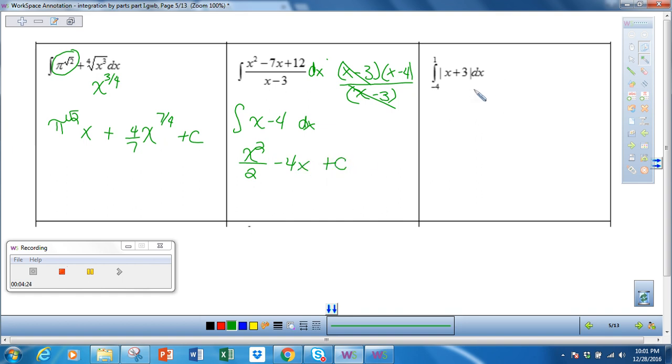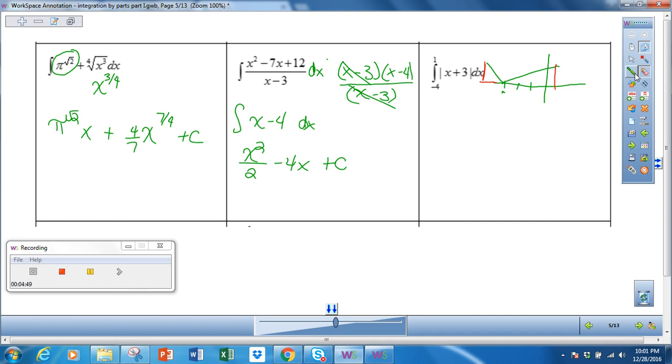Easy peasy. We want to remember with absolute value that the best way to do that is to do it graphically. So this is -3, and we're going to 1. So what we simply have to do is just find the area under the curve. So we're finding the area from here to here of this shaded region and this shaded region. Okay?